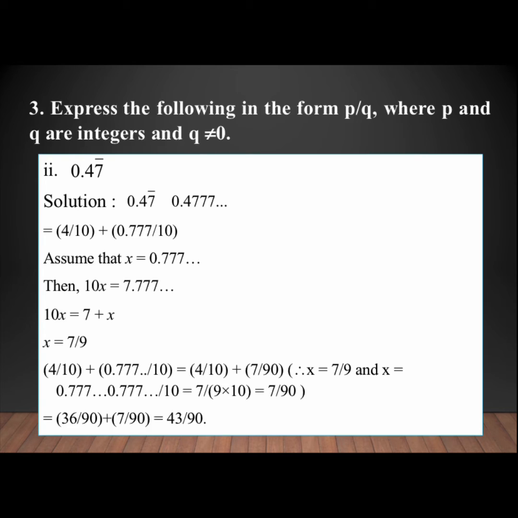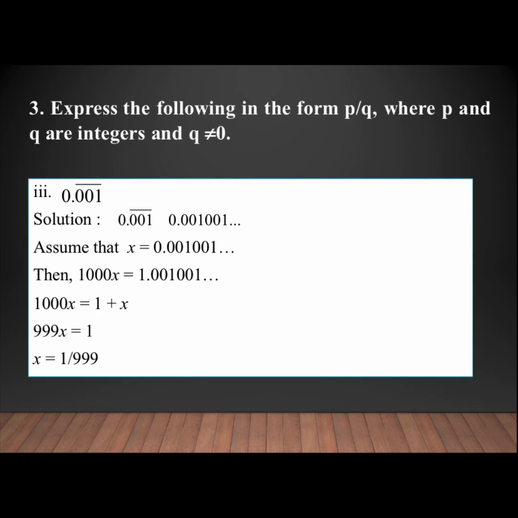Now putting x in the above equation, where we expanded 0.4777, we get 4 by 10 plus 0.777 by 10 equals 4 by 10 plus 7 by 90. Now multiplying and dividing 4 by 10 by 9, we get 36 by 90, and our expansion becomes 36 by 90 plus 7 by 90, which equals 43 by 90, which is the final answer.